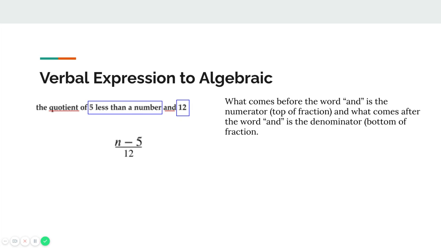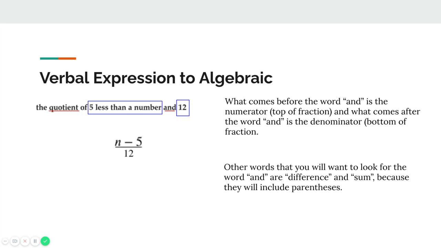I don't just put a fraction bar underneath the variable, and I'm not just going to put the fraction bar underneath the negative 5. So there is an algebraic expression for the sentence that says the quotient of 5 less than a number and 12. Now, these aren't the only words that you're going to look for. Other words that you would want to look for the word and are words such as difference and sum. Those two particular words are going to include parentheses with that sum or difference.